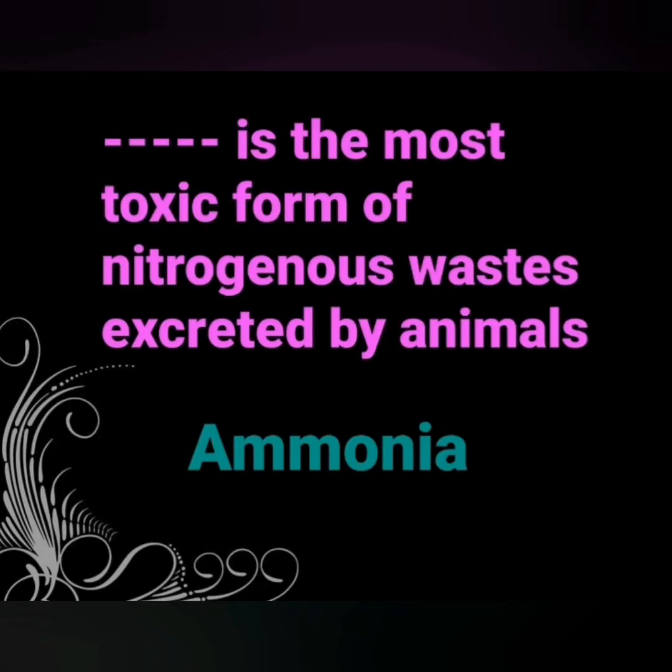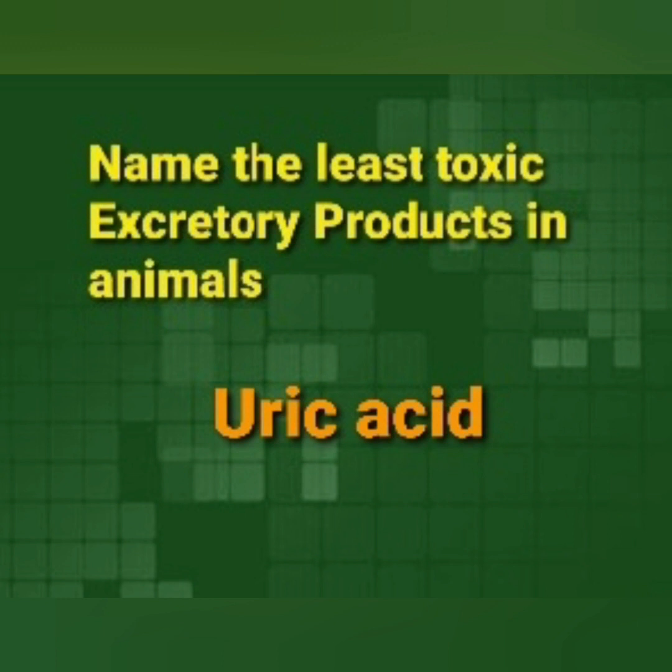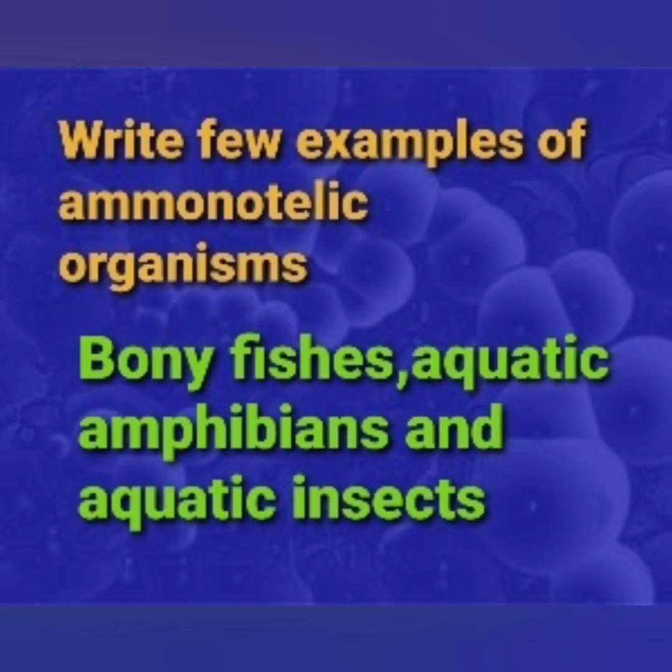Dash is the most toxic form of nitrogenous waste excreted by animals. The answer is ammonia. Name the least toxic excretory products in animals. The answer is uric acid. Now write few examples of ammonotelic organisms. The answer is bony fishes, aquatic amphibians and aquatic insects.